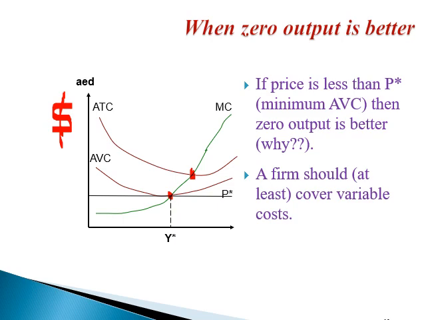The P star, which is the market price, is the minimum price acceptable for the firm, because this P star is equal to the minimum of average variable cost. Any price below P star, no production at all. I'm going to shut down the business. So P star is the minimum market price, the minimum output price acceptable for the individual producer to operate in the short run.